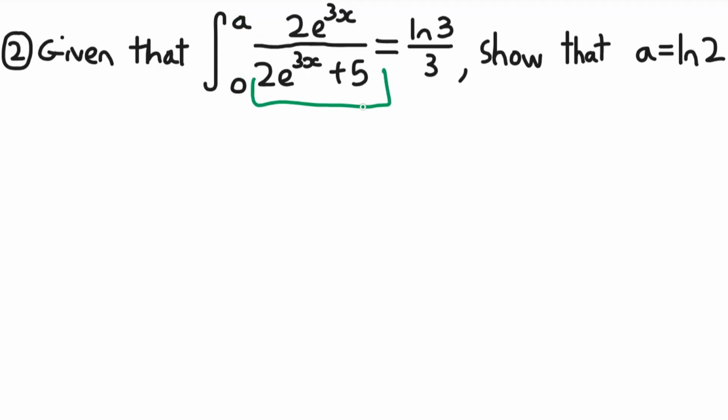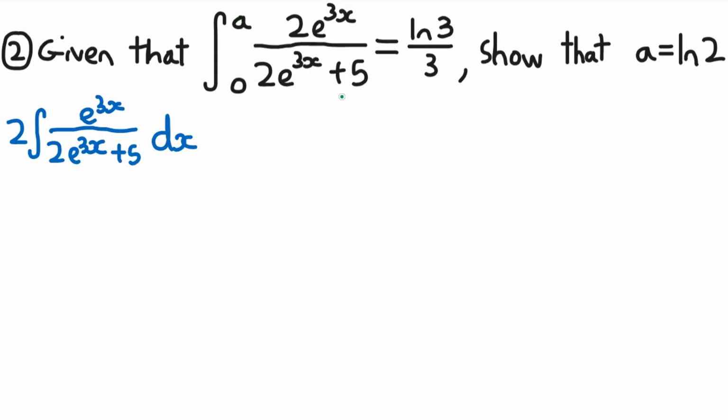The first thing that we need to do is actually integrate this expression here, so that's what we're going to focus on at the start. I've also taken this 2 out of the integral and put it at the front, and we'll just multiply everything by it at the end. So we need to integrate e to the power of 3x over 2e to the power of 3x plus 5. We need to check for the 2 clues to see if we can use the reverse chain rule.